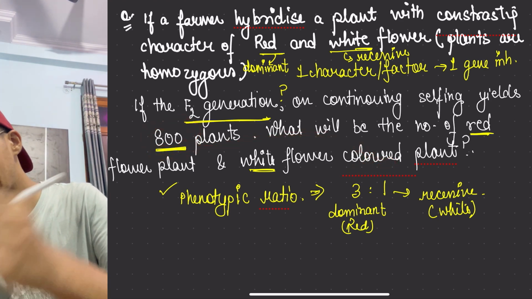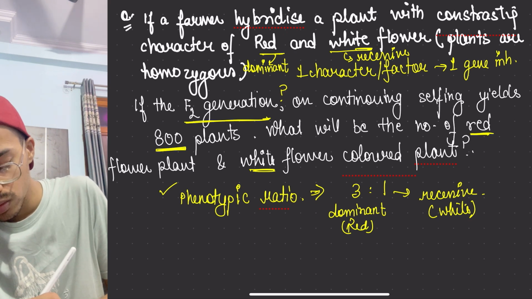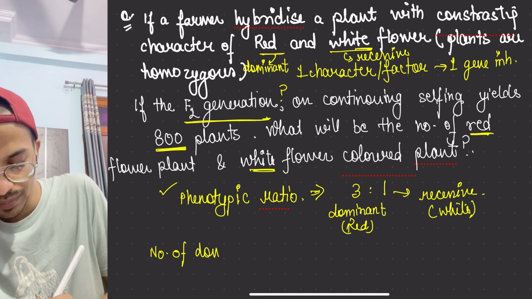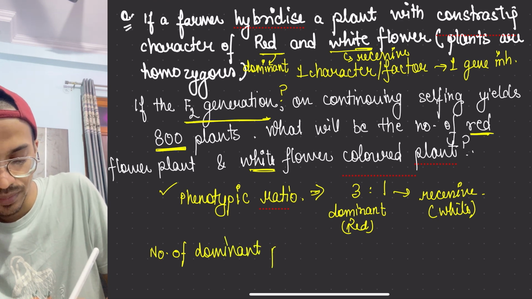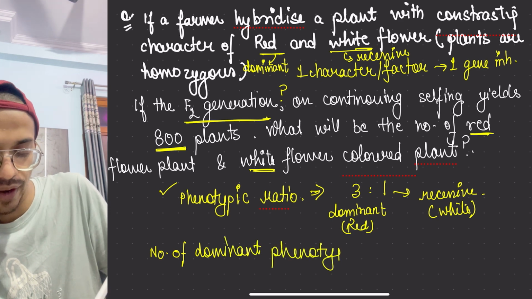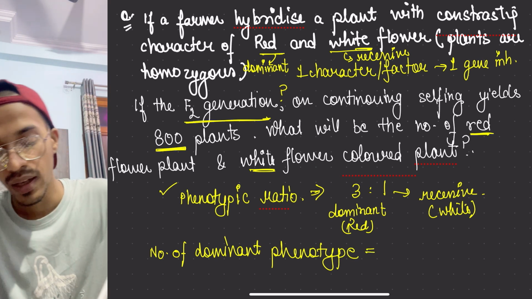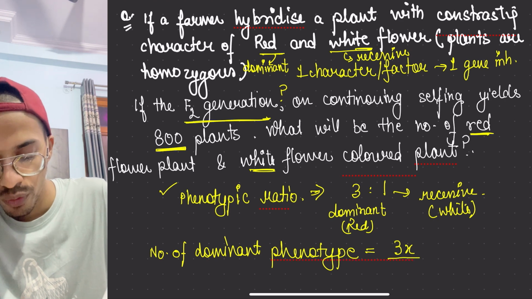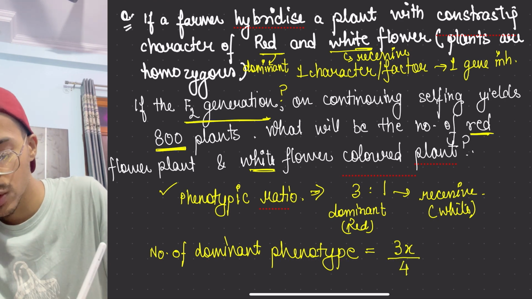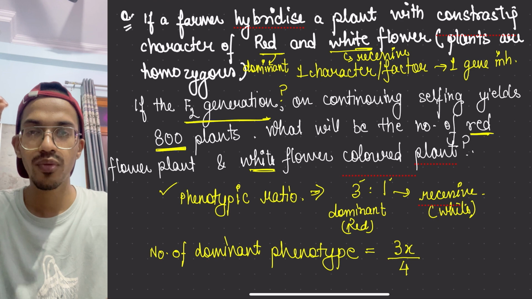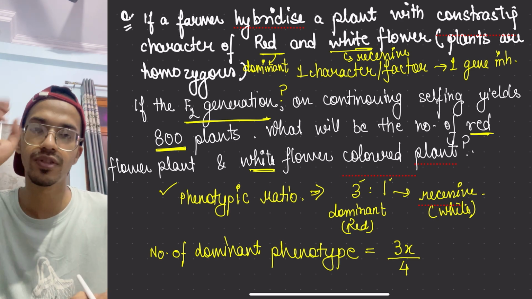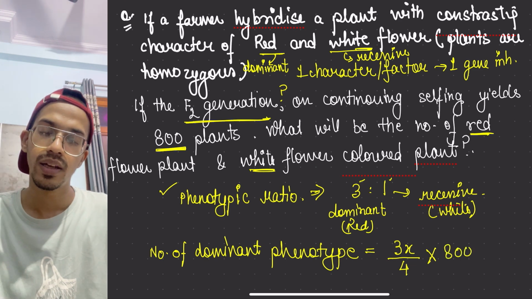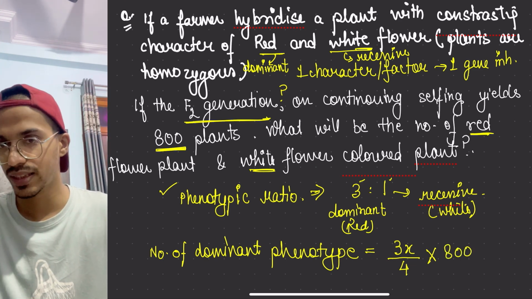Now when something like this comes, what will you do? You will write the number of dominant phenotype. This we have to find out. How will we find it out? From this 3:1, that will be 3x upon 4. 4 is the total, 3 plus 1, that is 4. So we have made 4 parts of the 800 and multiply by 800. If we do this, we will get the answer.